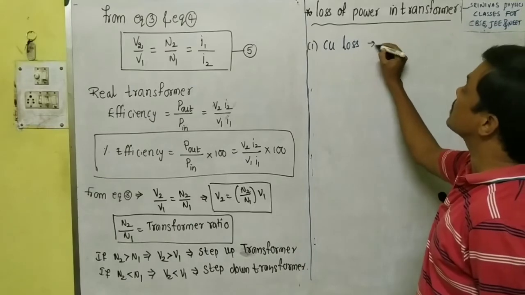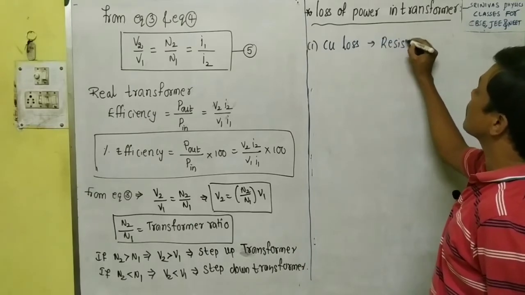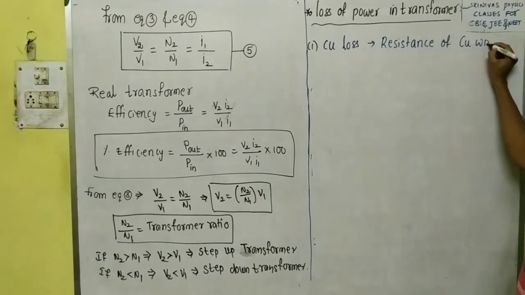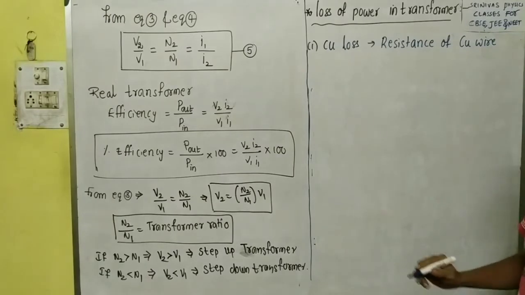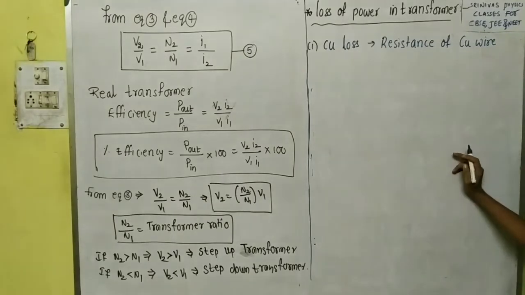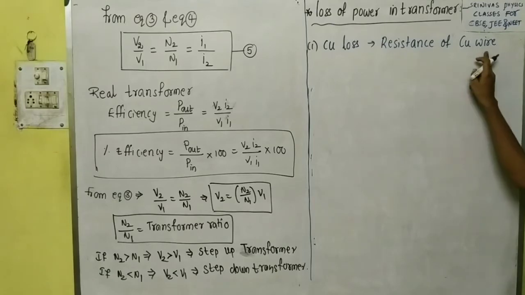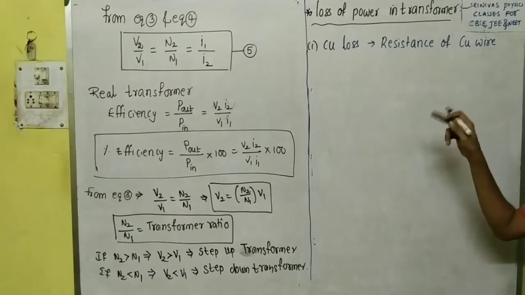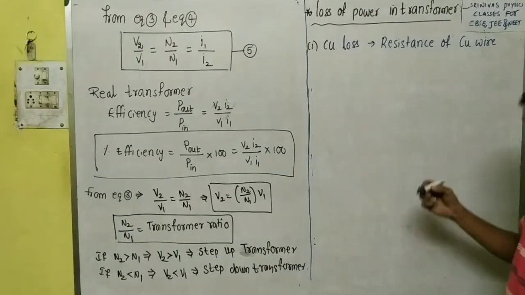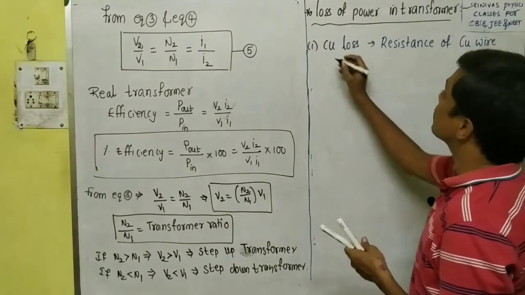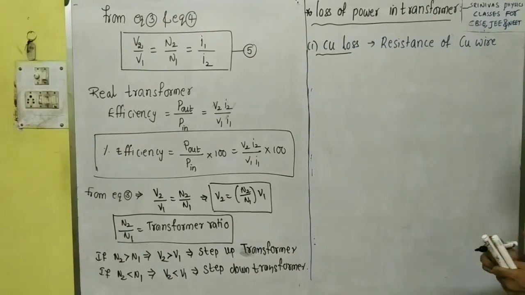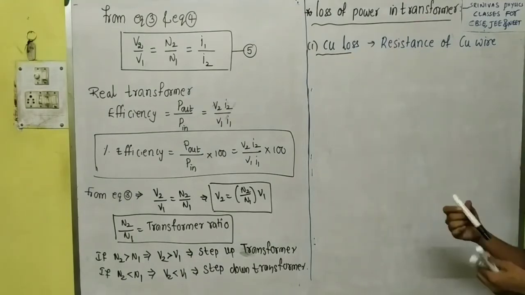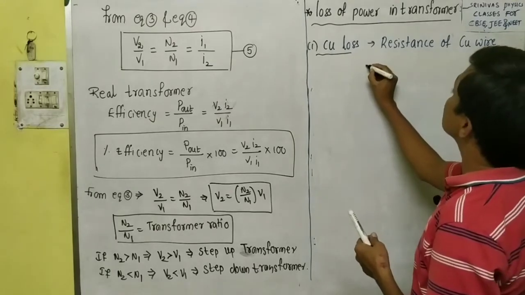This is due to the resistance of the copper wire. We are winding the copper wire here. The transformer is made with copper wire wound on both sides, in the primary coil and the secondary coil. When current passes through it, some heat is developed. Due to that, some loss occurs, which is called the copper loss. That is the energy lost in the form of heat.